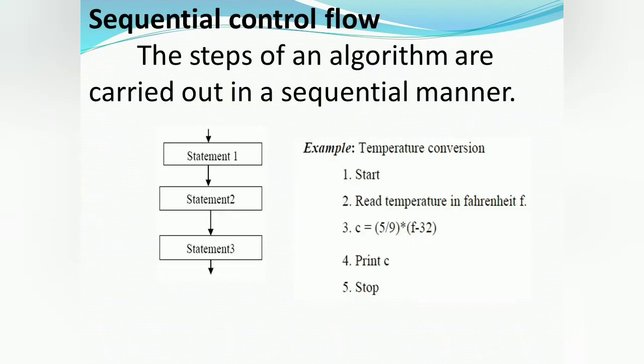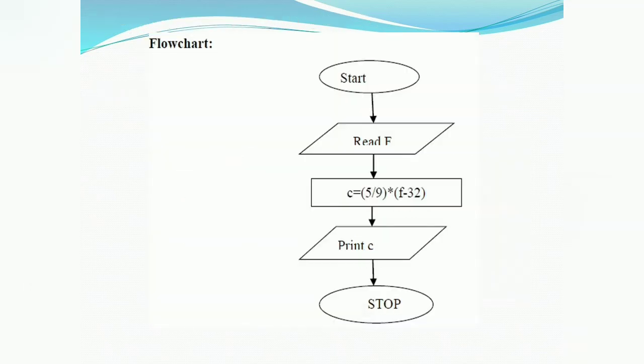Sequential control flow. All the instructions are executed one after another is called sequence execution. The steps of an algorithm are carried out in a sequential manner. This diagram shows that all the statements in the algorithm are executed one by one. This flowchart represents the statements all are executed in a sequential order.